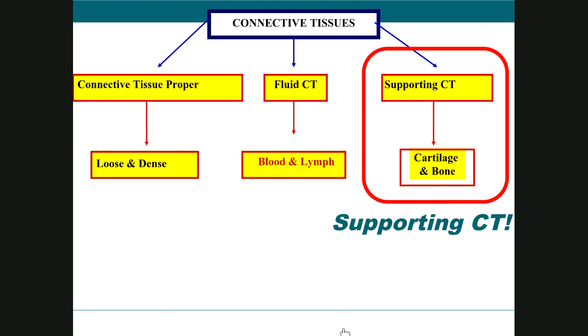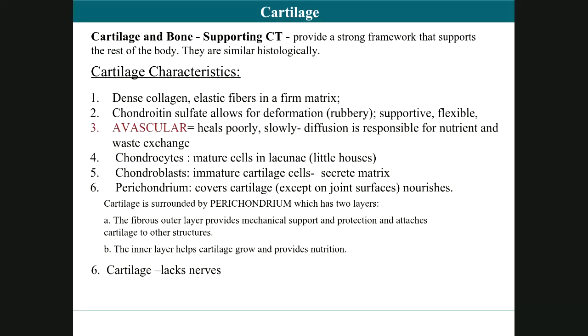So the third type of connective tissue is the supporting connective tissue. And within the supporting connective tissue, there are two types of tissue. One is cartilage and one is bone. So let's talk about the first one. Histologically, cartilage and bone look very similar. Bone actually starts as cartilage and then eventually hardens.